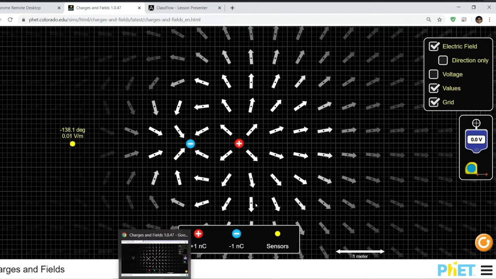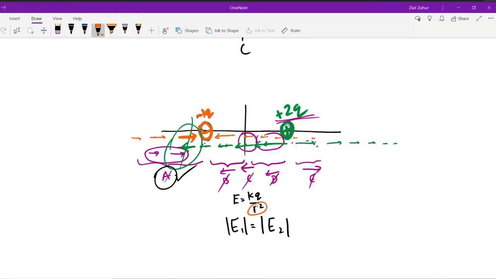Okay. All right, so the answer was A. You have to be to the left of the -1 charge. You want to be close to the -1, but far away from the +2.